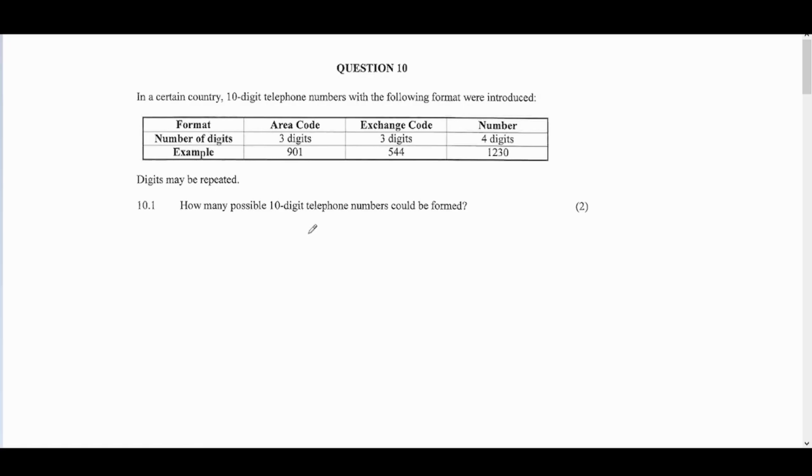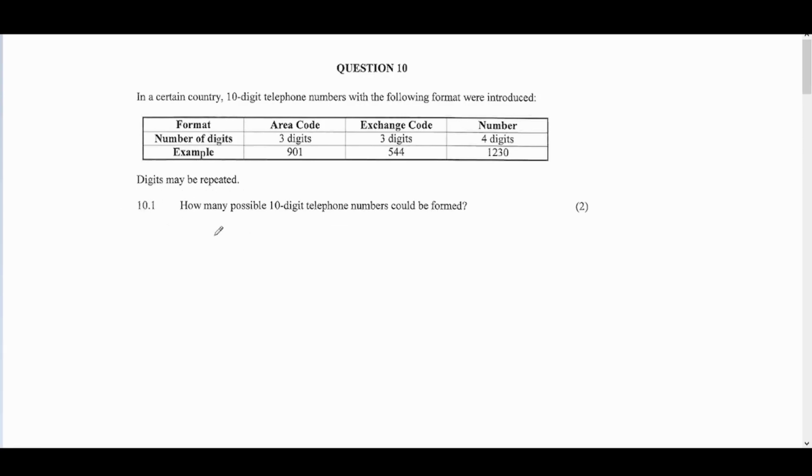Hey everyone, this is question 10 of the 2020 Matric 1. The question says, in a certain country, 10-digit telephone numbers with the following format were introduced. We have a little table here that gives us some information. The format is area code, exchange code, and number, with 3 digits, 3 digits, and 4 digits. There are some examples, and they say digits may be repeated.